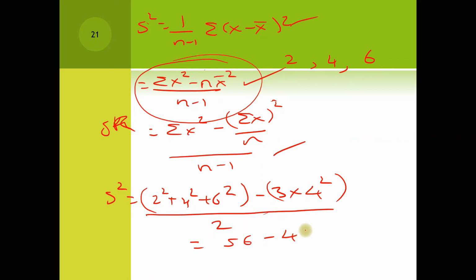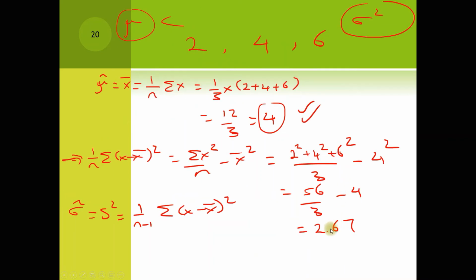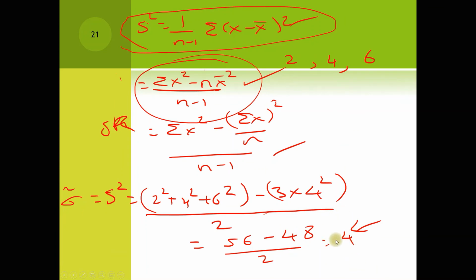which is equal to 48 divided by 2, and it's equal to 4. This is our variance from this formula. So if you are asked to estimate the true variance, you are expected to use this formula because it is the unbiased one. The previous one, you saw, gave you a value of 2.67, close to 3, but this one is giving you a value of 4.